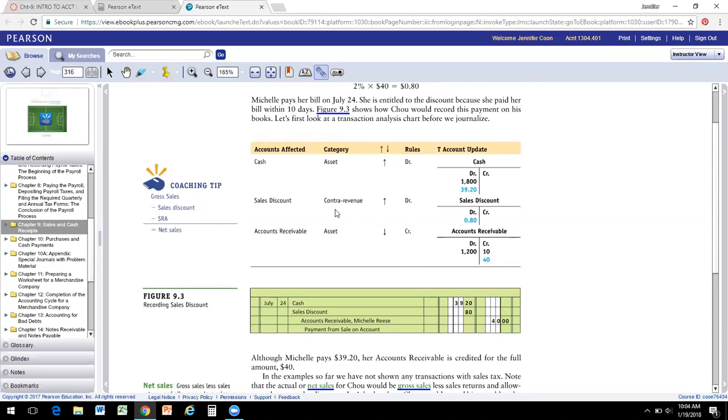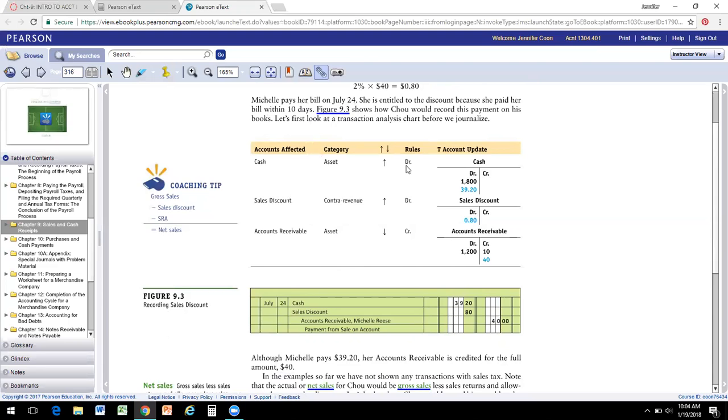In this transaction, apparently the customer bought something. I didn't read that on the other page. The customer bought something and it was on accounts receivable, and we have to watch our invoice dates. Apparently she's going to pay her bill on July 24th, and that was within the 10 days of the date of the invoice. So she must have bought it on July 14th. And so she's going to pay it within those 10 days to get her discount. So when we get the receipt of the payment from Michelle, we're going to get cash.